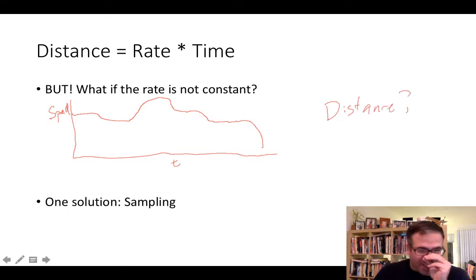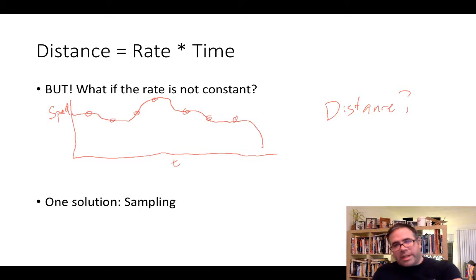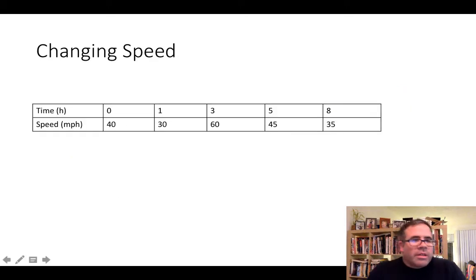Well, one solution is with what's called sampling. So the idea is that rather than think about everything all at once, we just take the speed at different points. So let's imagine we did that. Now we have our situation here, right? We had an 8-hour car ride, which I know is a lot. And we have these sample times and sample speeds.